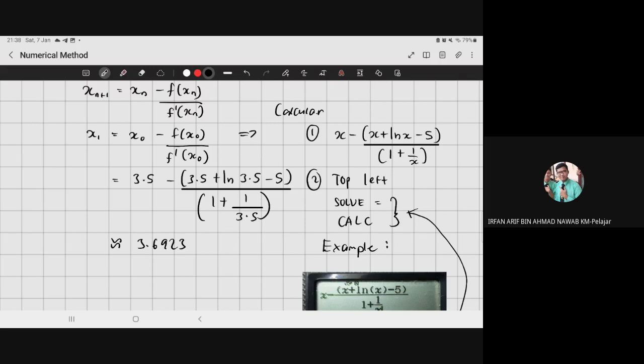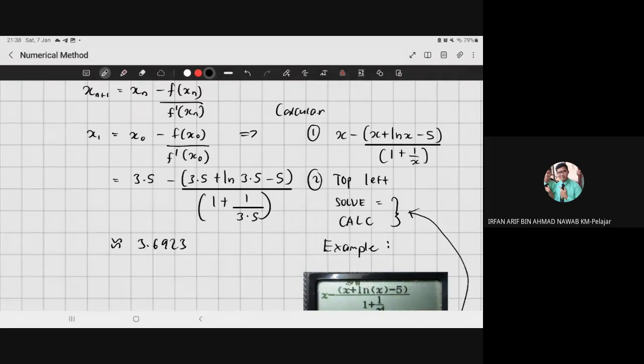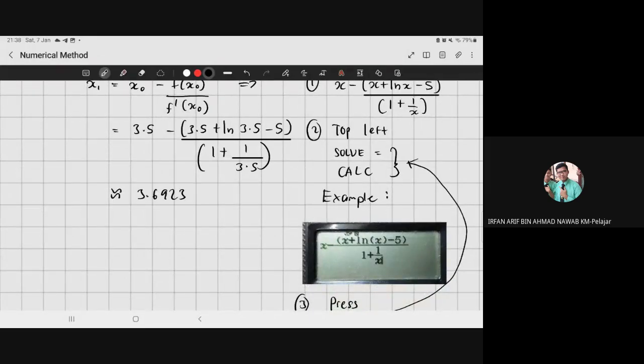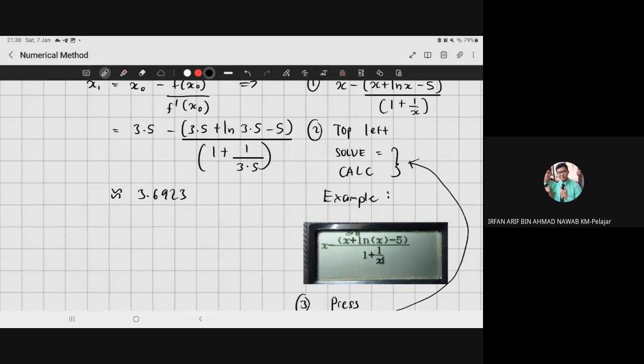3.6923. So do you guys have the same x sub 1 as me, 3.6923? If you don't have it, I could start all over again with the tutorial on how to compute it using your calculator. But it seems that everyone is good. Okay, everyone is good.